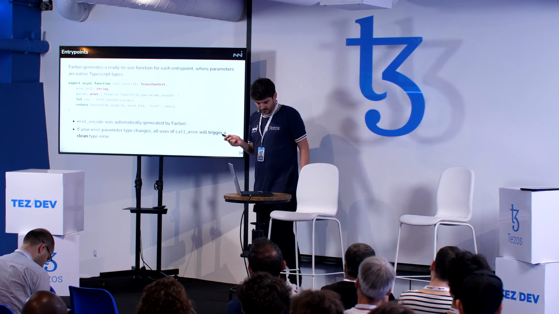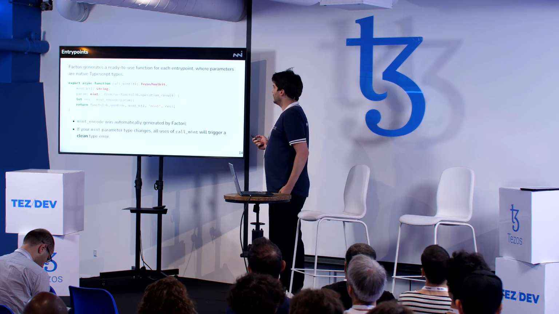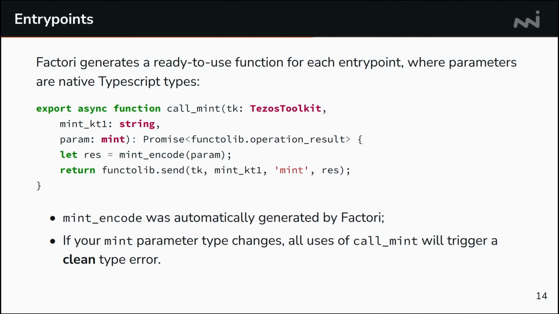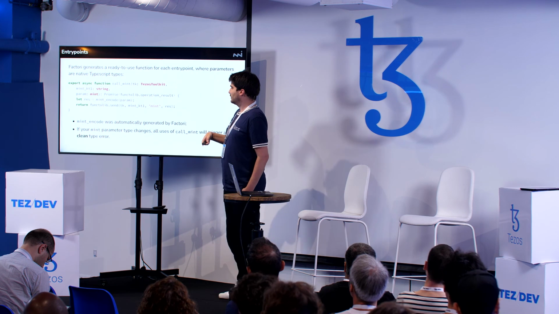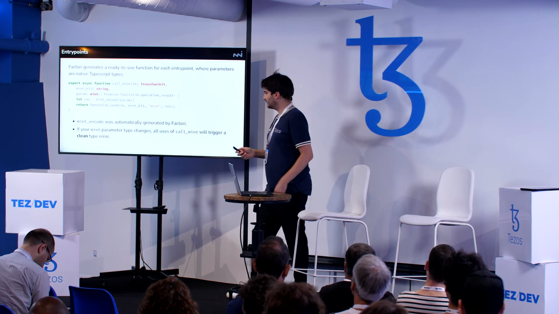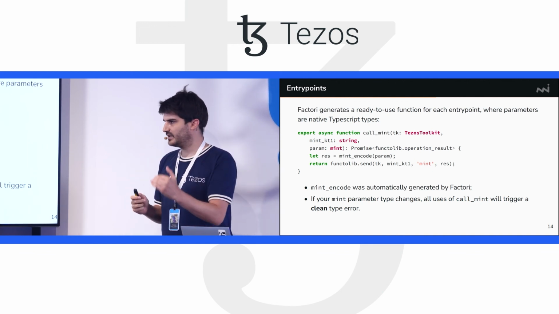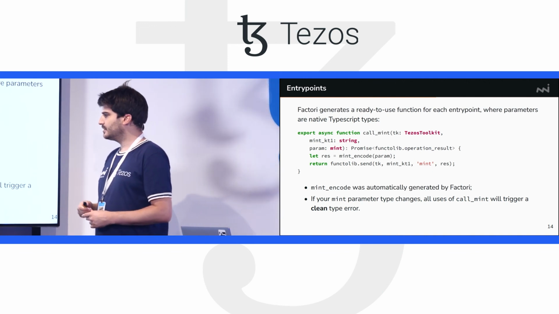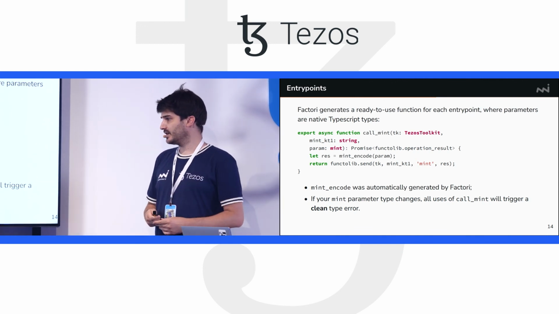Of course, it's not only about originating contracts. You also want to be able to call the entry points. So for every entry point, Functori generates a ready-to-use function which can call it. For example, this is the mint entry point of the FA2 contract. You just have to input a KT1 and a parameter in one of the generated types called mint. So once again, not a Michelson value, but a native TypeScript type with readable fields. And using this function, you can just call the entry point.